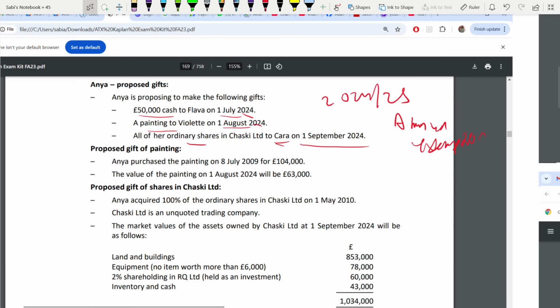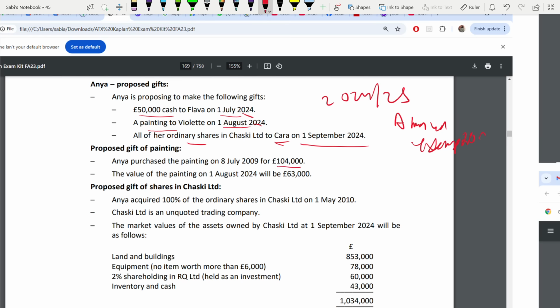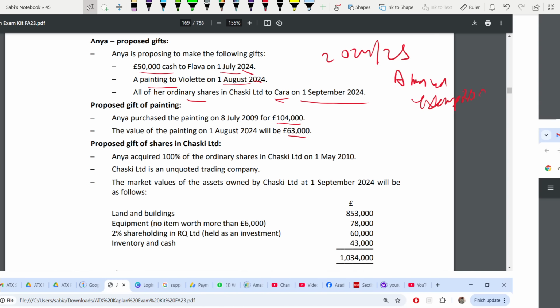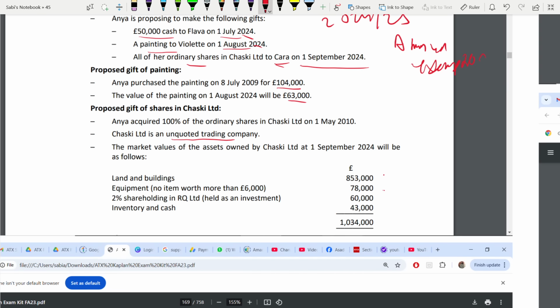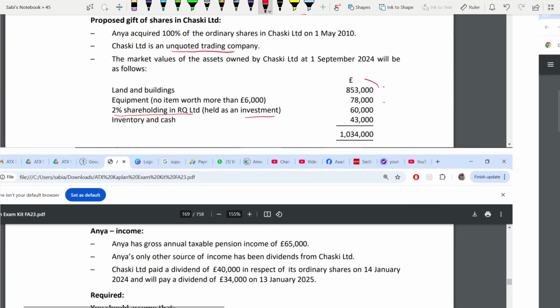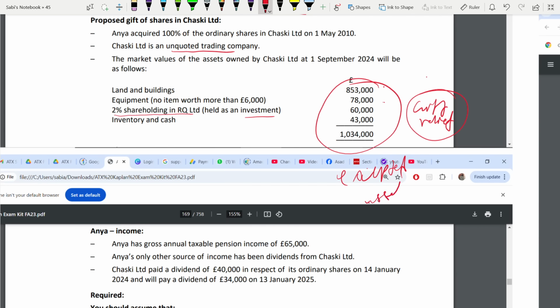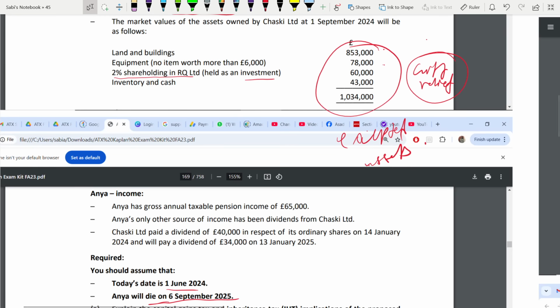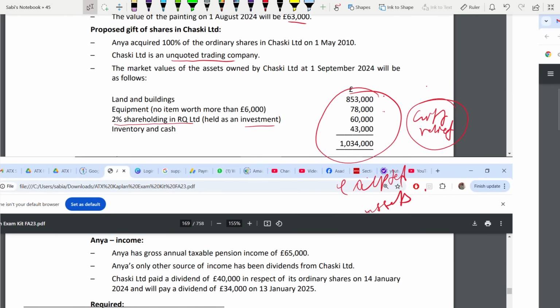Now let us come to the painting. You have purchased it for 104, but the value is 63. There is a clear capital loss here. Now coming to the shares, it is an unquoted trading company. We have some assets: land and building, equipment, a 2% shareholding held as an investment, inventory and cash. There's a reason why this is given. Remember, the question asked about gift relief, and gift relief sometimes might be restricted if you have excepted assets. The income part we will read later when we move on to the last requirement, as it is not relevant for our first two requirements.